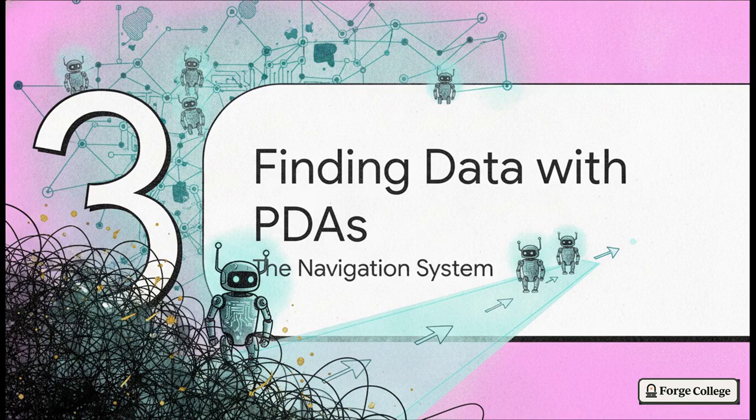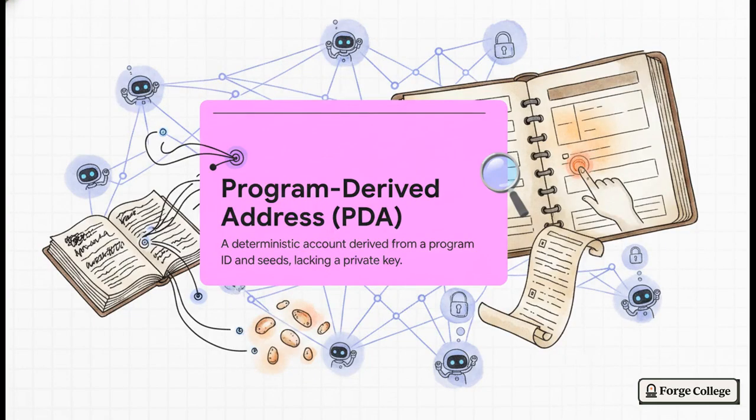This is essentially your agent's navigation system. You see, without a solid navigation system, your autonomous agent would basically be wandering aimlessly, endlessly scanning the entire chain looking for a needle in a massive cryptographic haystack. Enter the PDA, or program-derived address. I like to think of the program ID as the cookbook, the seeds as your specific ingredients, and the resulting PDA as the exact recipe location in the address book. Because they fundamentally lack a private key, ownership is tied directly to the program itself, giving your agent a totally stable, predictable handle on the state it needs.